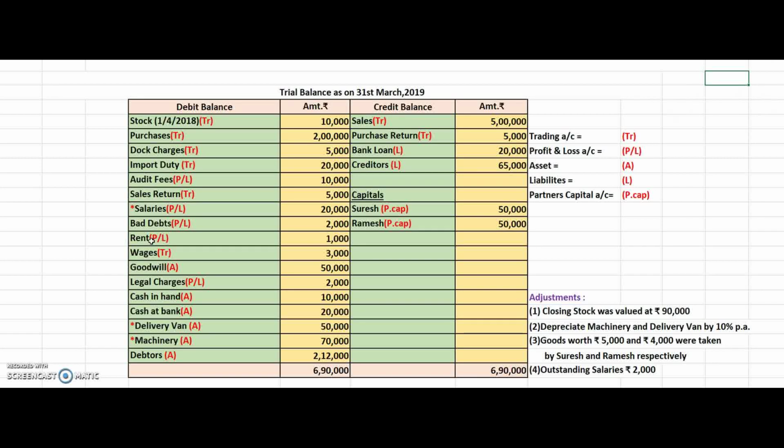Rent, if no information is given, we assume it to be office rent and then we write it in profit and loss account. If specifically factory rent is mentioned, then we will write it in trading account. Wages is paid to workers for production. Therefore, we write it in trading account.